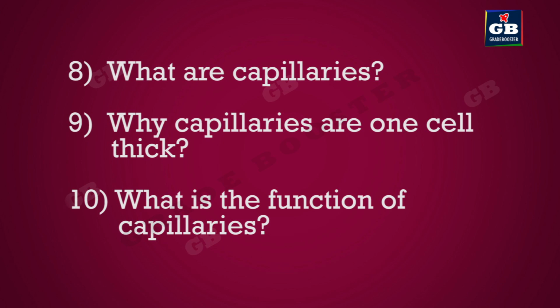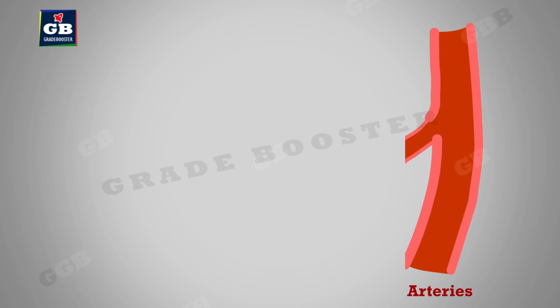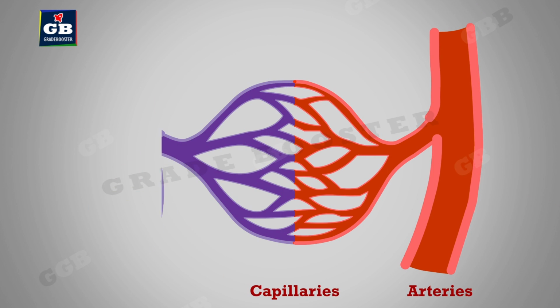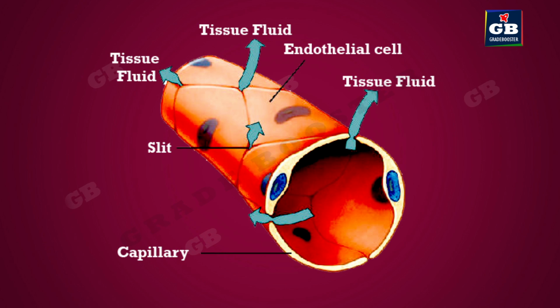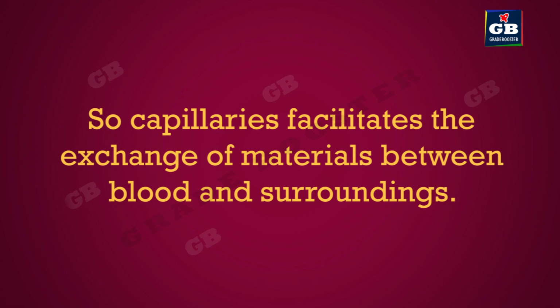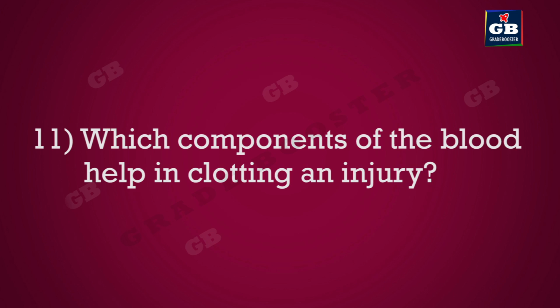8. What are capillaries? 9. Why are capillaries one cell thick? 10. What is the function of capillaries? Capillaries are thin blood vessels. Their walls are one cell thick. This facilitates the exchange of materials between the blood and surroundings. So the function of capillaries is to facilitate the transfer of materials between the tissues and blood.